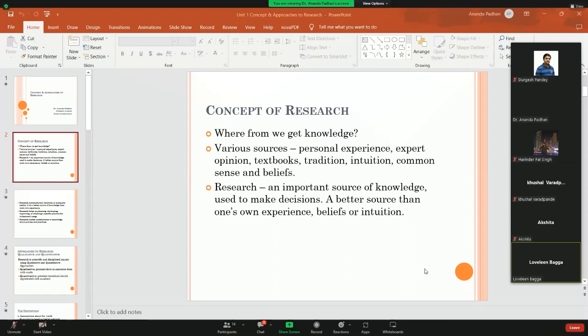Apart from that, there are many sources. Here it is also showing various sources, including our personal experience and expert opinion. One of you mentioned professors and other expert opinion, textbooks and reference books. Textbooks are more useful up to undergraduate studies. For postgraduate and above, it is reference books. In your case, it will be more and more reference books than textbooks. That's how we get knowledge.